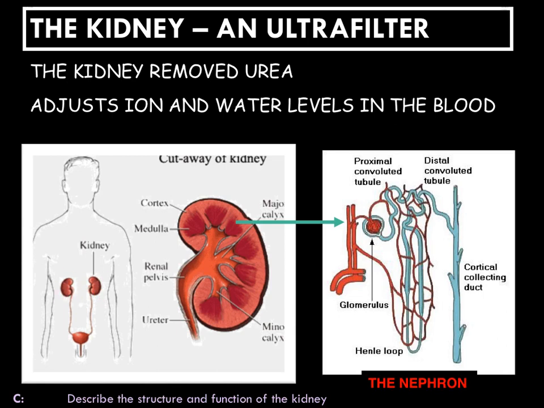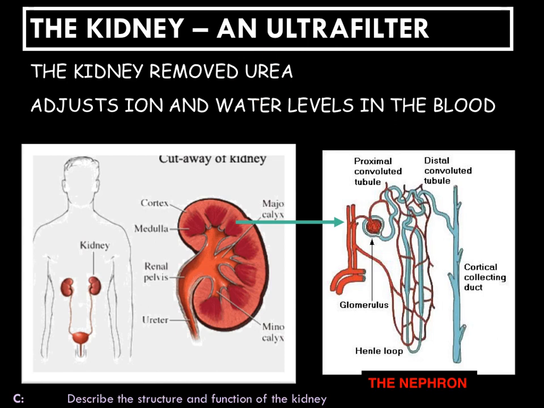The kidney is an ultrafilter. This means that it will filter the blood of chemicals that we wish to remove from the body. The major chemical we wish to remove is urea. Urea is a product that is produced by the liver in the breakdown of excess amino acids. However, it is toxic to us, and if it is not removed it causes our skin to go yellow.